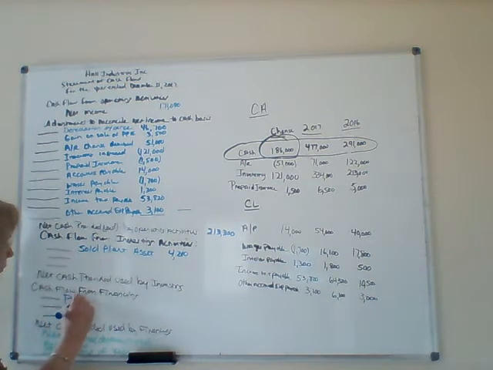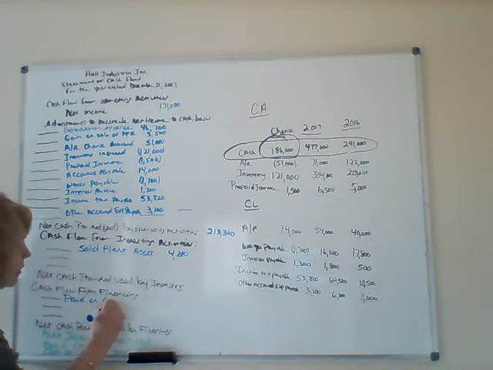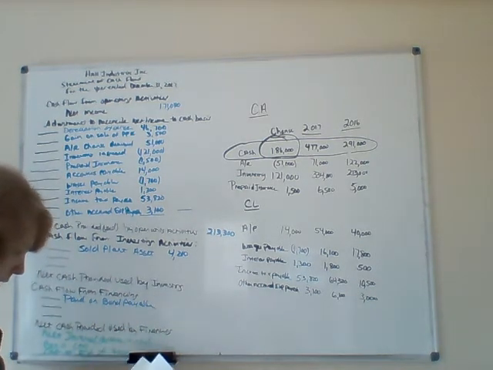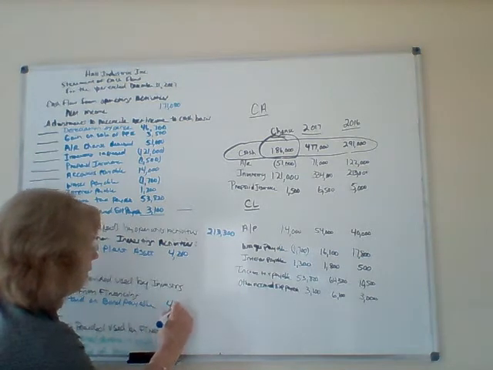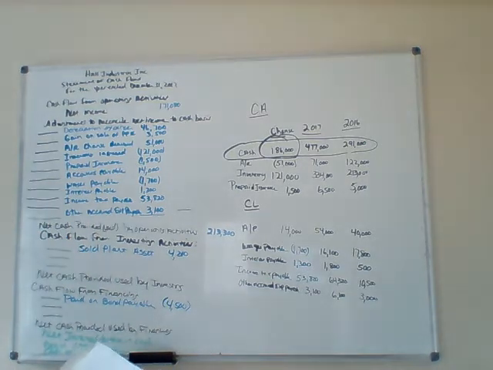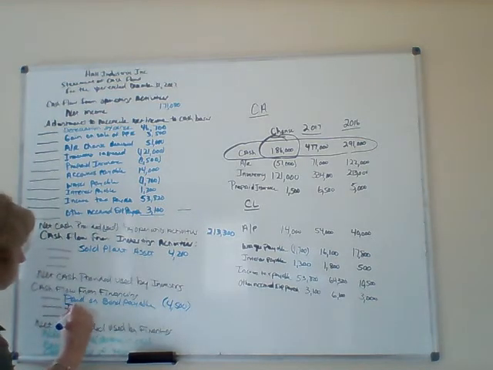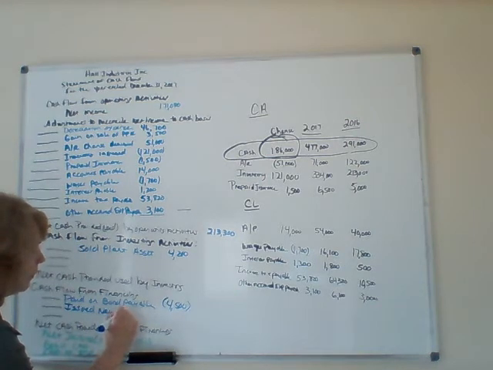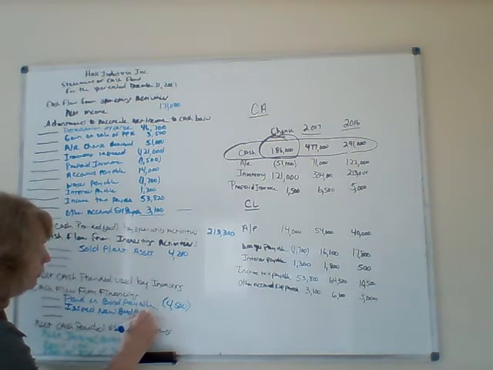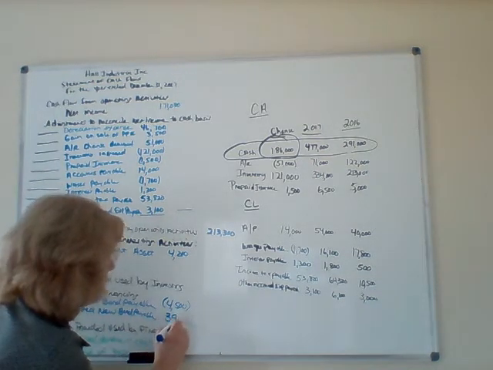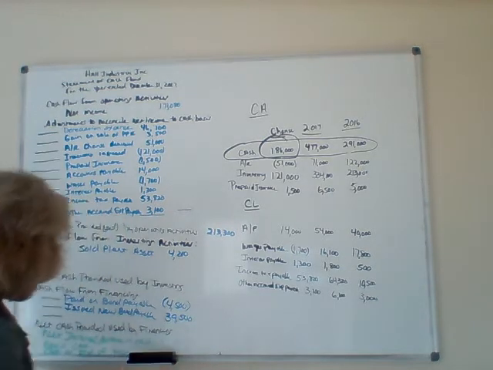Paid on bond payable, and that is 4,500. Get in the habit, don't do this right away, you'll forget. Put that in parentheses because you paid for that. Then it says issued new bond payable. That will be a positive 39,500. They issued a bond because they wanted cash.